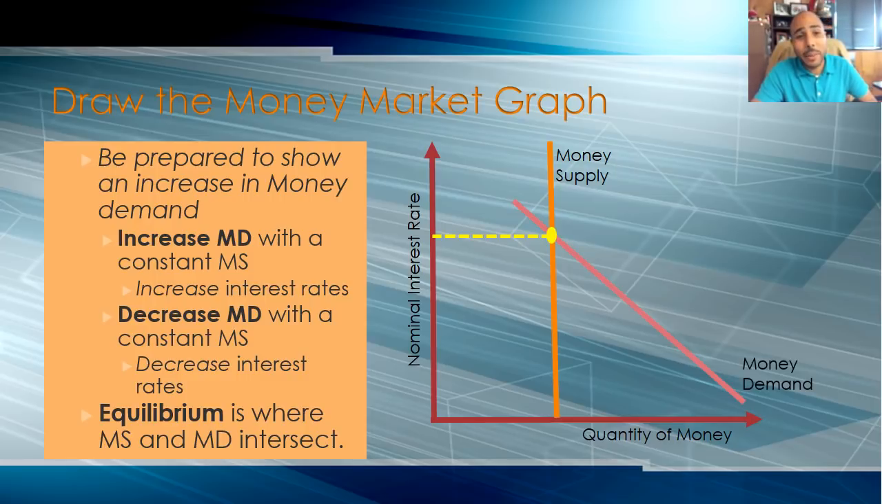I don't have the animation for it, but if you can just imagine if that money demand curve shifted to the left, we would see that the equilibrium point would move down, which means the nominal interest rate will drop. So an increase of money demand will cause an increase of interest rates. A decrease of money demand would cause a decrease of interest rates.